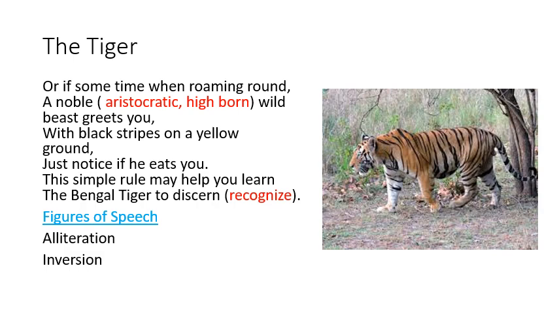She says in a very humorous manner that while roaming, that is moving around, if a royal animal with yellow and black strips on his skin greets you by attacking, killing and eating you, it is clear you met a Bengal tiger. The figures of speech used are first, alliteration. It means repetition of consonant sound at start of two or more connected words, like roaming around. Then inversion, as the Bengal tiger to discern.